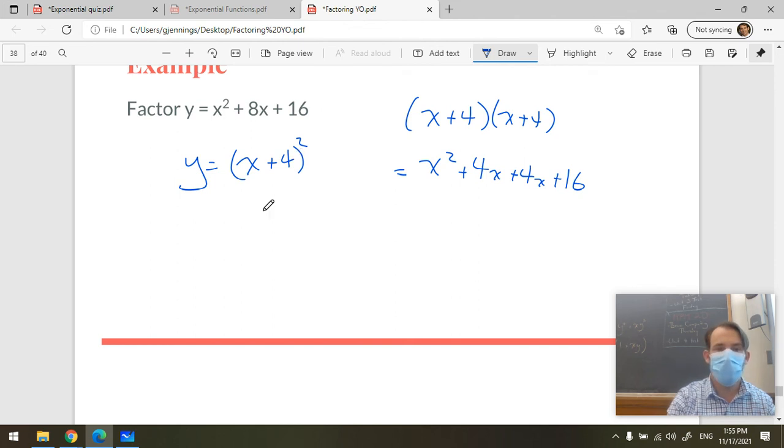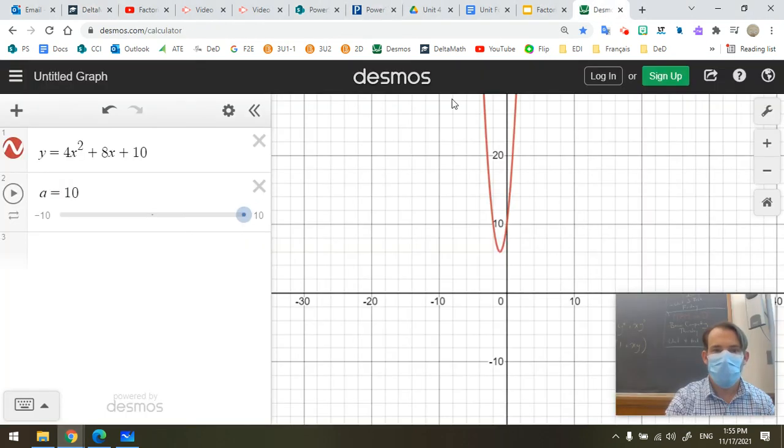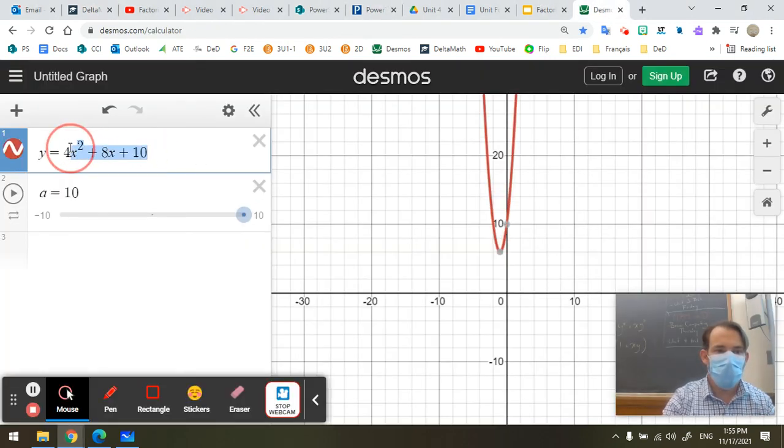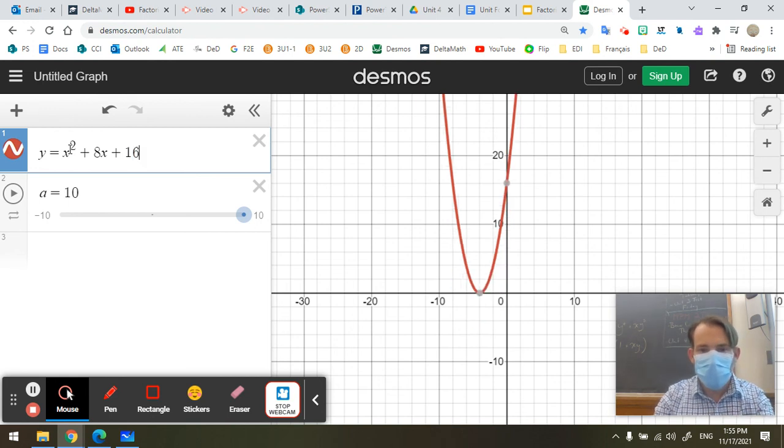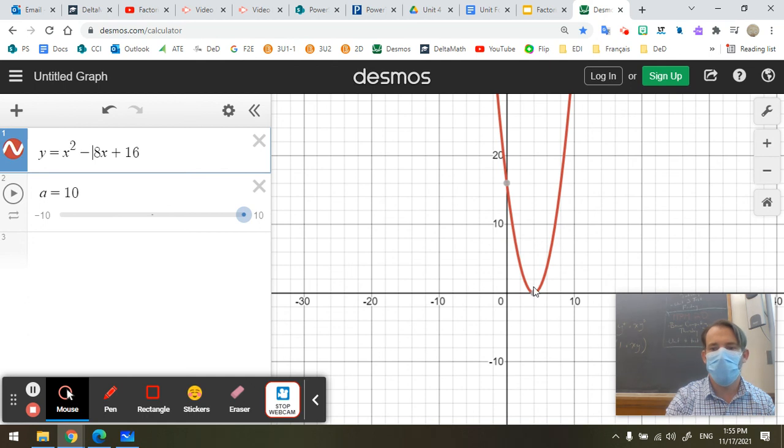Okay, let's graph this in Desmos. x squared plus 8x plus 16. There's our perfect square trinomial with its vertex at negative 4. If I flip the sign on this positive 8, it's just going to flip over there. It's now going to factor at positive 4, because it would now be (x minus 4) squared to make that trinomial. See?